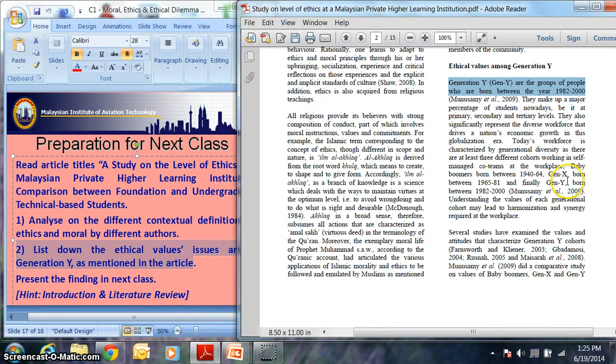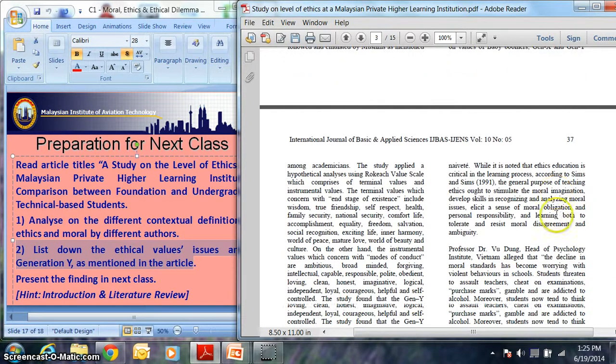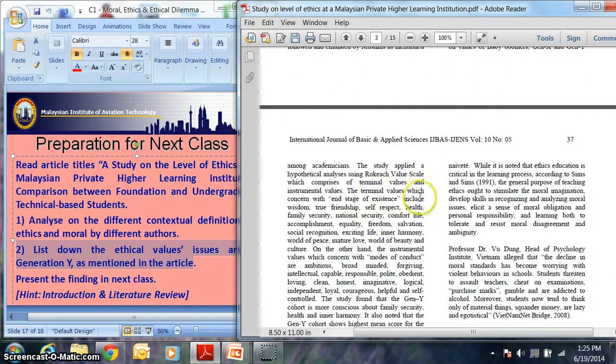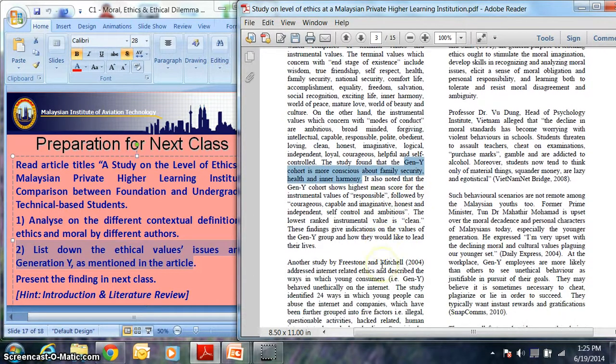Based on this generation, what are the issues? The Generation Y cohort is more conscious about family, security, health, and inner harmony. So, do you agree with this article? Next, we look into another situation for generation Y.